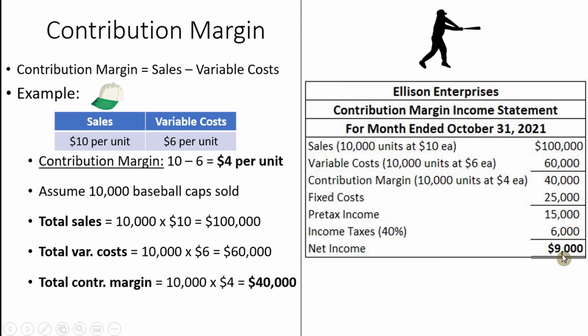This is the format of the contribution margin income statement, which is very important to remember and worth committing to your memory. Remember that sales minus variable costs gives us the contribution margin. If we subtract the fixed cost, we get the pre-tax income. If we subtract the income taxes, then we get the net income.